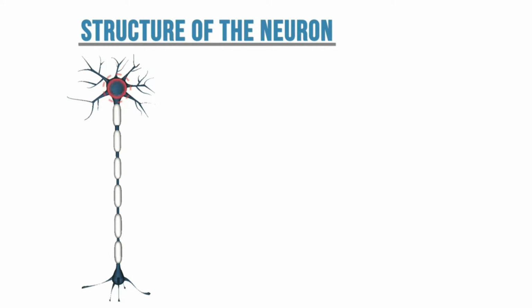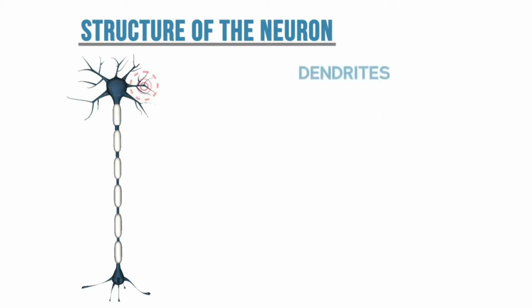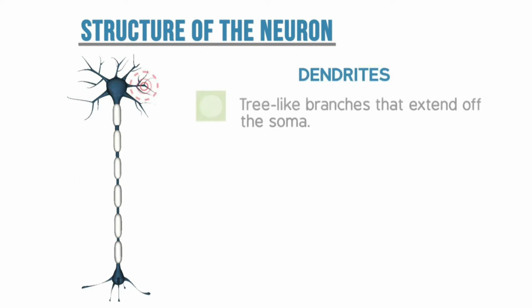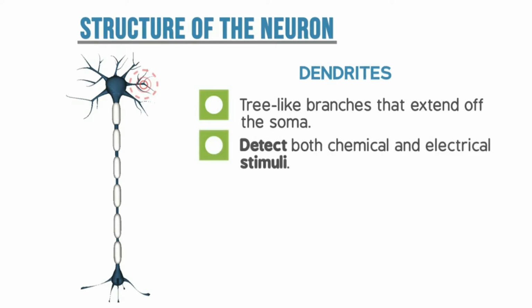The structures of the neuron offer key features to help it transmit messages across relatively long distances. The neuron has a cell body, which is also known as the soma, which houses the cell nucleus. Next are the dendrites, which are tree-like branches that extend off the soma. These are used by the neurons to detect both chemical and electrical stimuli.